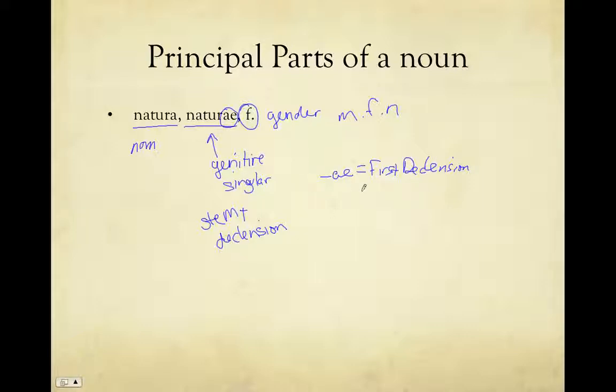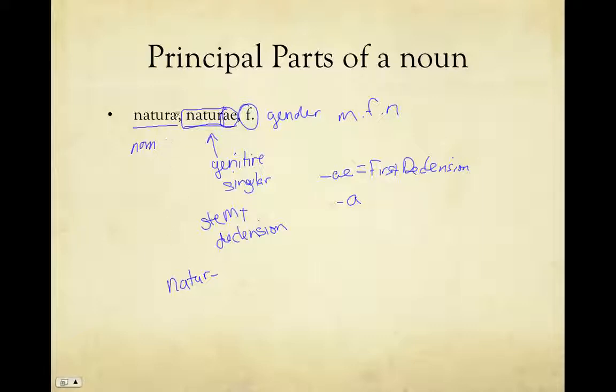The first declension is dominated by the letter A, and all first declension nouns are going to follow this particular pattern to form the nominative, the genitive, the dative, the accusative, and the ablative, singular and plural. So the genitive singular tells you what declension a noun belongs to, and it also tells us the stem. To find the stem, you just take off the genitive singular ending, and you're left with the stem. So the stem for natura is natur.